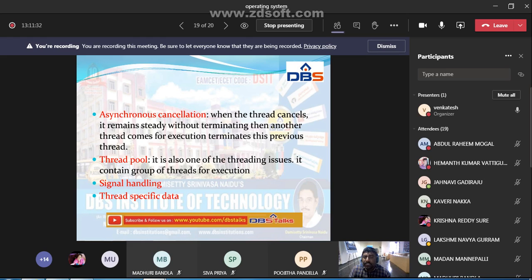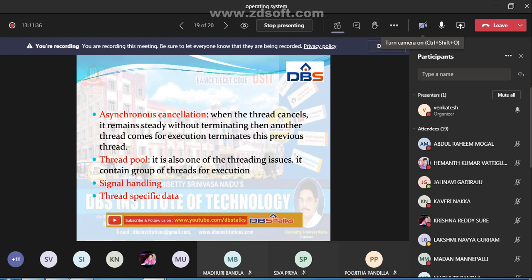So the next one is signal handling. What is meant by signal handling? A signal is a message indicating that something has to be done. Whenever a particular process is executing in our operating system, the OS handles the execution by sending a message saying your execution is successful. This is called signal handling. Here, handling means the roles and responsibilities of the operating system.